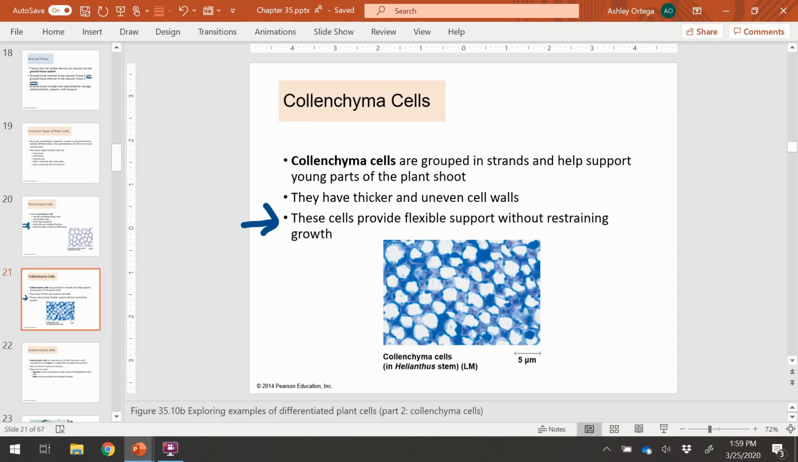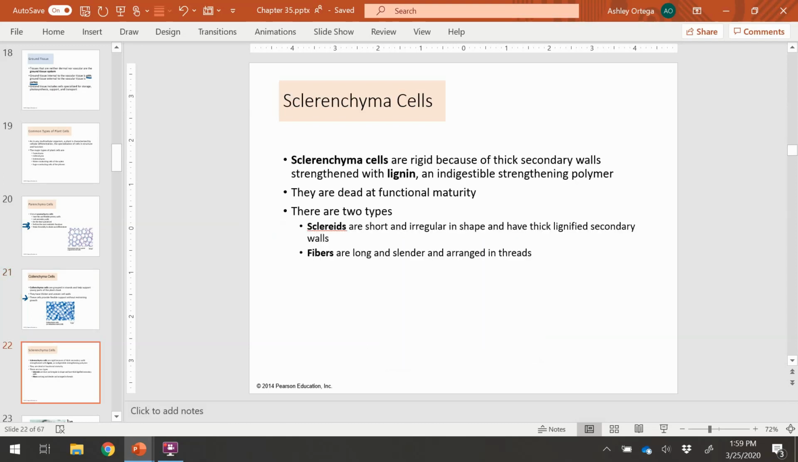And a great example of these cells are found in celery. The little celery strings, if you were to break a celery stem in half, you will see these strings coming out the ends. Those are made up of collenchyma cells, the celery strings.